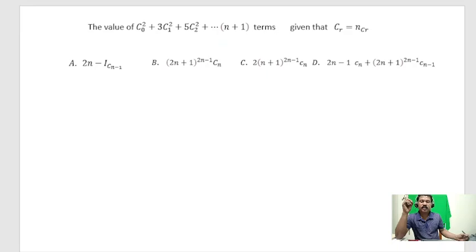Main advanced, AITPL and all other engineering entrance examinations. Here is an important problem: we have to find the value of C0 square, 3C1 square, 5C2 square, and so on to n plus 1 terms.